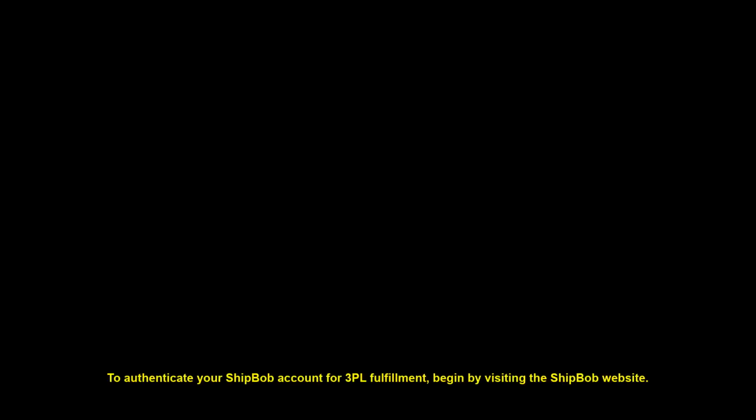To authenticate your ShipBob account for 3PL fulfillment, begin by visiting the ShipBob website. Log into your existing account or create a new one if you haven't done so. Once logged in, navigate to the settings section located in the bottom left corner of the dashboard. In the settings menu, look for the API or integrations tab.